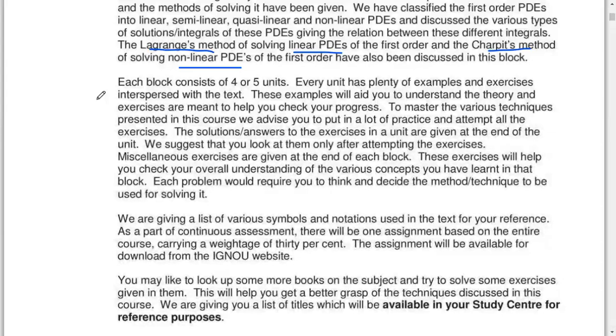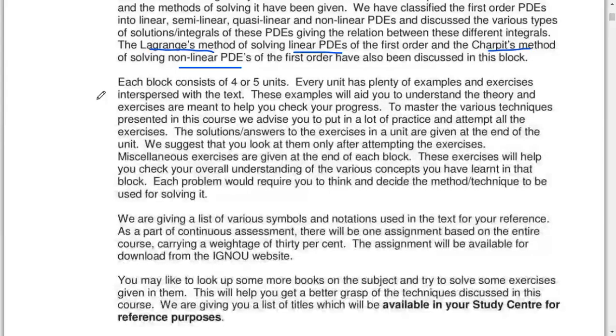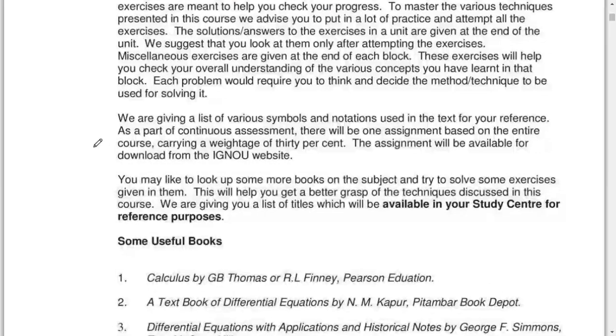Miscellaneous exercises are given at the end of each block. These exercises will help you check your overall understanding of the various concepts you have learned in that block. Each problem would require you to think and decide the method or technique to be used for solving it. We are giving a list of various symbols and notations used in the text for your reference.